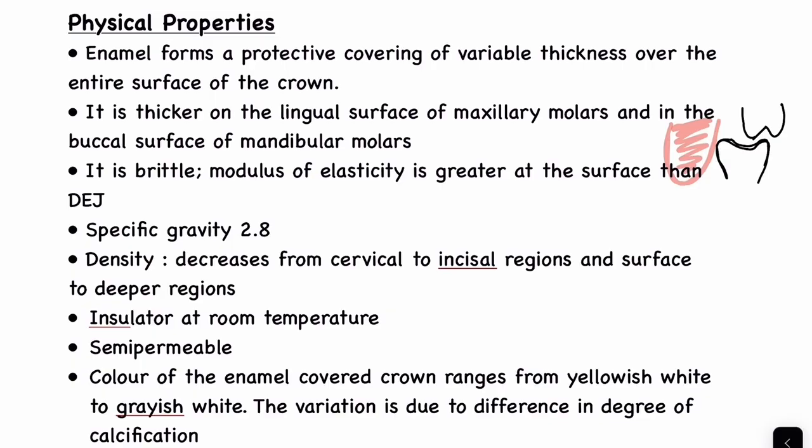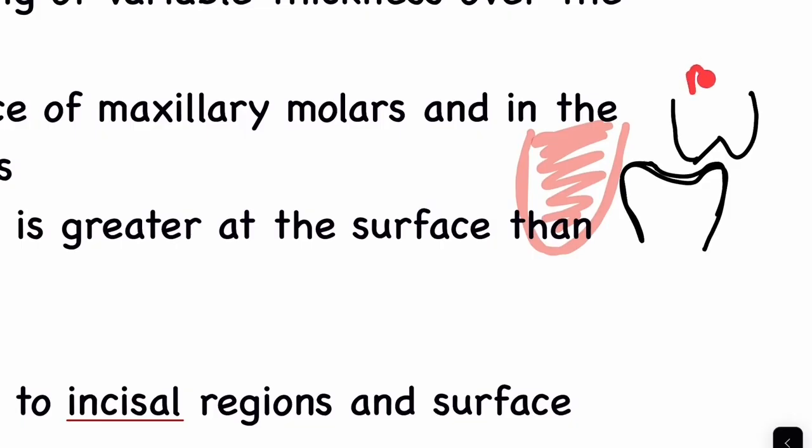Okay, so physical properties. Enamel forms the protective covering of variable thickness over the entire surface of the crown. So we know that if this is a tooth, the outermost covering of the tooth is called enamel. It is thicker on the lingual surface of maxillary molars and buccal surface of mandibular molars. So this is your maxillary molar and this is your mandibular molar. Okay, so the enamel will be thicker over here and over here.